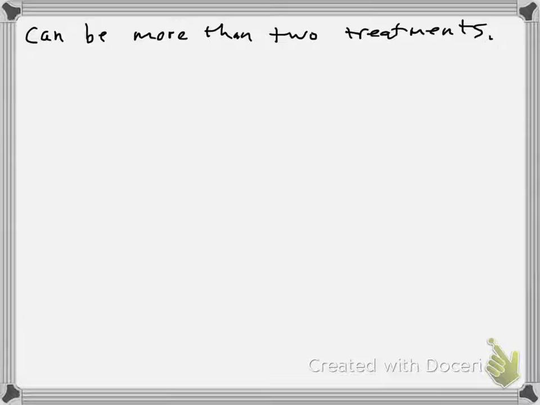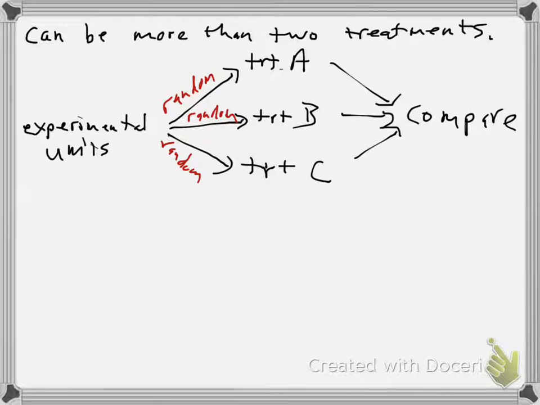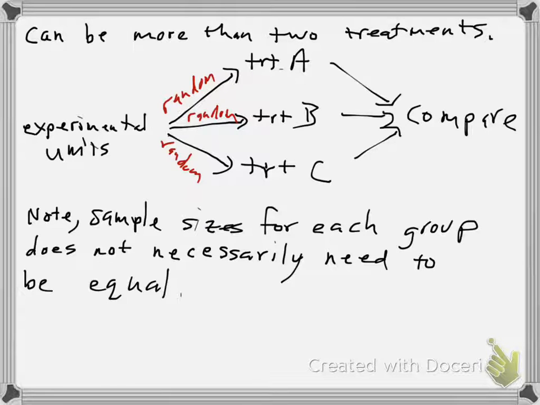But of course, it doesn't have to only be 2 treatments. It can be more than 2 treatments. For example, we can start with experimental units and maybe have 3 treatment groups. And also, the sample size for each treatment group doesn't necessarily need to be equal. It's usually nice if it is.